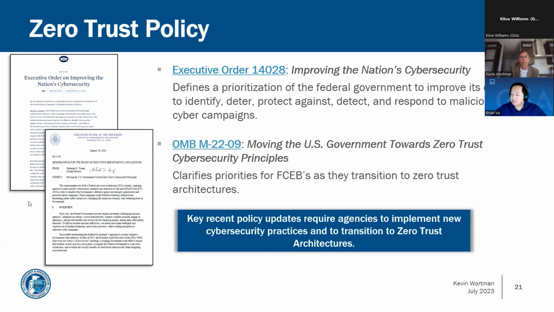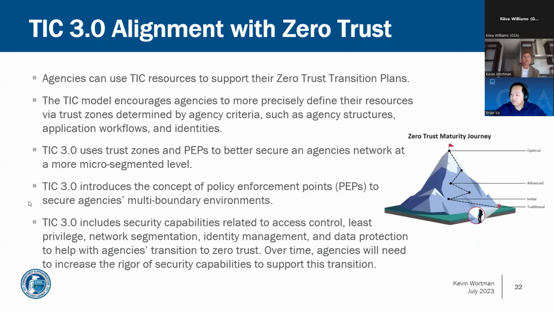Next slide, please. This is just an overview of how you can align your implementation of TIC 3.0 with Zero Trust. And the intent of the graphic on the slide is to show that you can't necessarily implement Zero Trust overnight. It's going to be a journey. But the new TIC model does encourage agencies to more precisely define their resources via trust zones, and that is determined by agency criteria.